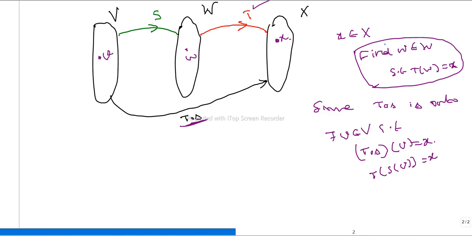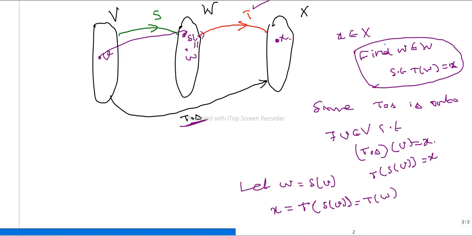Since v is here and S is a function from this to this, this v maps to somewhere, that is S of v, and this S of v is our required w. So let us choose w equal to S of v. Now what is T of w? We know that x equals T of S of v, but we call it w, therefore T of w. Now we got T of something equal to x. That is our aim. We have to find the w in W such that T of w equals x. Now the w is nothing but S of v. Therefore T is onto.